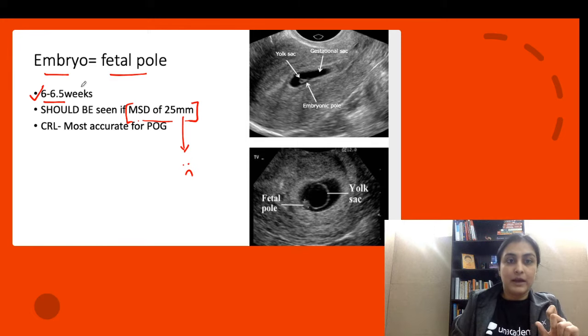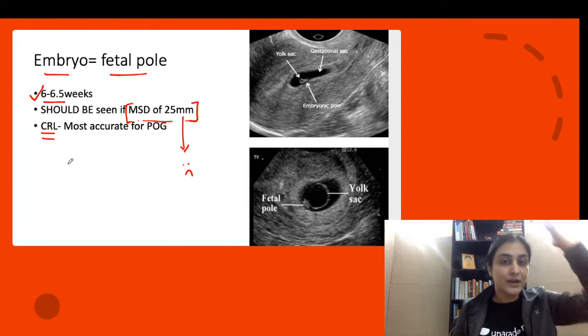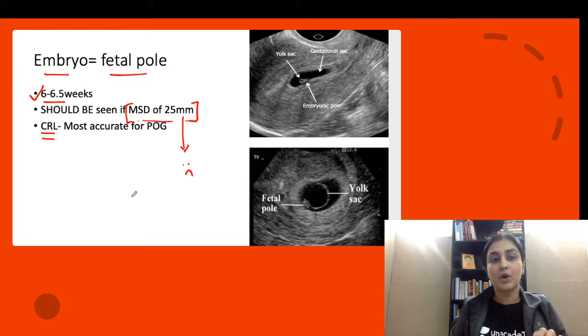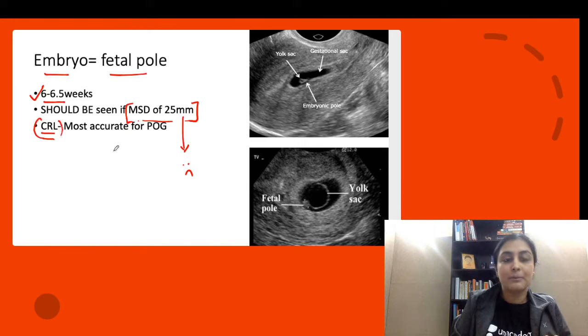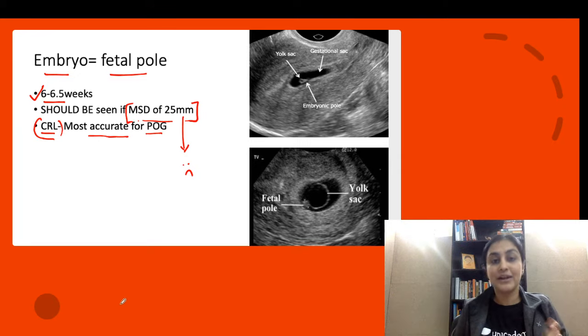Okay, and again we measure the length of the embryo. What kind of length? We measure the crown to rump length, from the top of the head to the bottom of the buttock. The crown rump length is very important. This is the most accurate measurement that you will take to determine the period of gestation. So if you see here, this is the yolk sac. This was the G sac that developed. Then you have this yolk sac, and now the fetal pole has started to appear. This is the earliest part of the fetal pole that you will see.